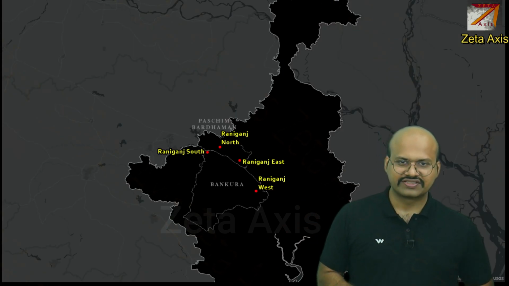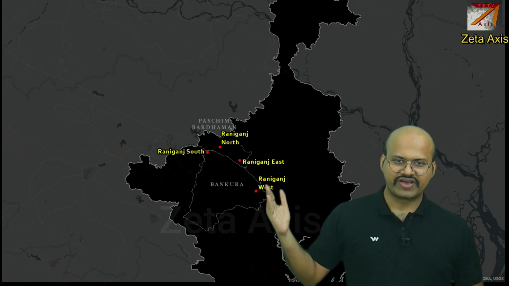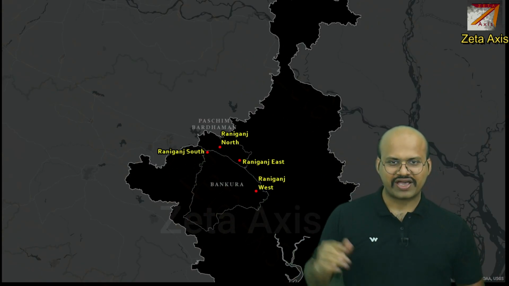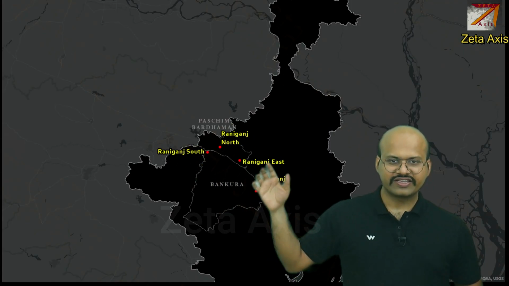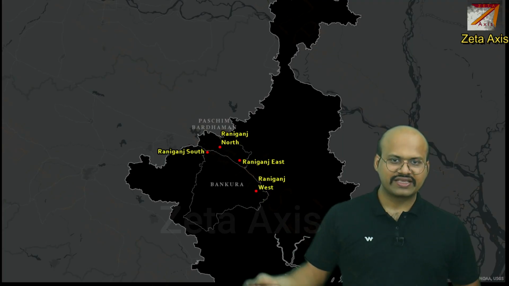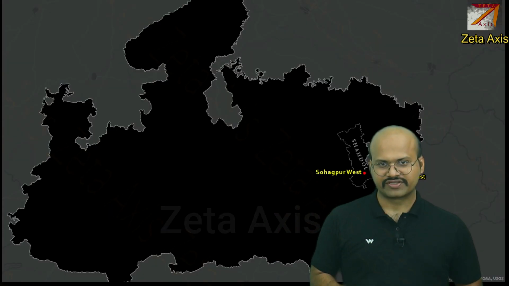So here we can see West Bengal, and these are the stations or regions from where CBM is produced. Remember, we have a coal field called the Raniganj coal field here, and it is from this coal field that the CBM or natural gas is extracted from the coal seams.